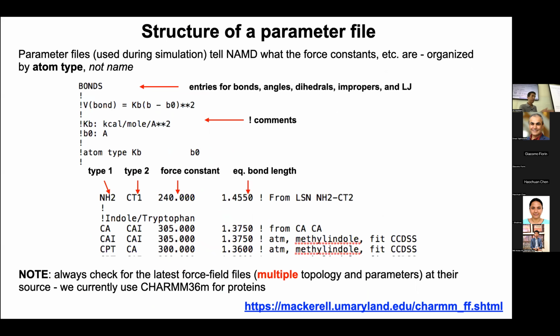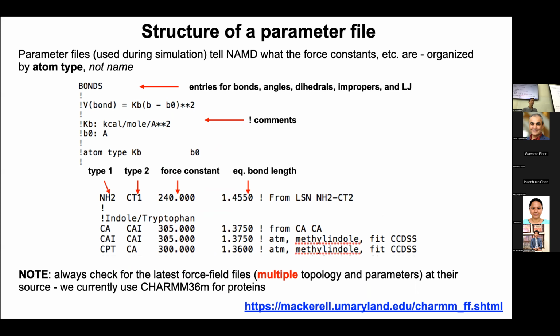Okay, last file, the parameter file. So this is exactly where those force constants you were asking about are stored. So the topology file is read by PSFGen to make the PSF file. And then you don't need the topology file anymore. All the relevant information got taken and put into the PSF.